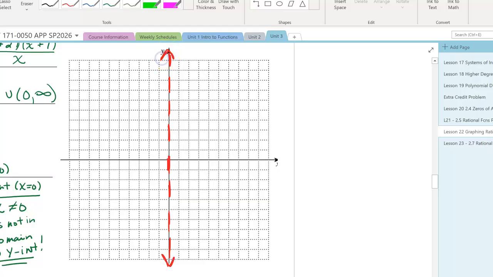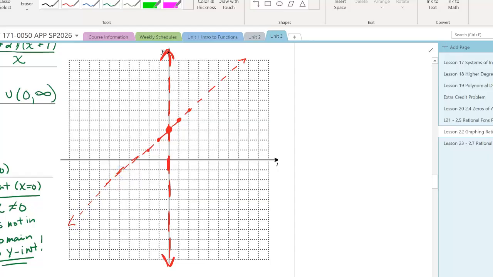And I did have a slant asymptote. Now don't forget how to graph a line. Remember the y-intercept was 3. So I'm going to go up to 3 and draw a point. The slope was 1, so from there I can go up 1 over 1, or I can go down 1 and back 1. And so I'm going to draw a dashed line. And so I can use these dashed lines as my guides.